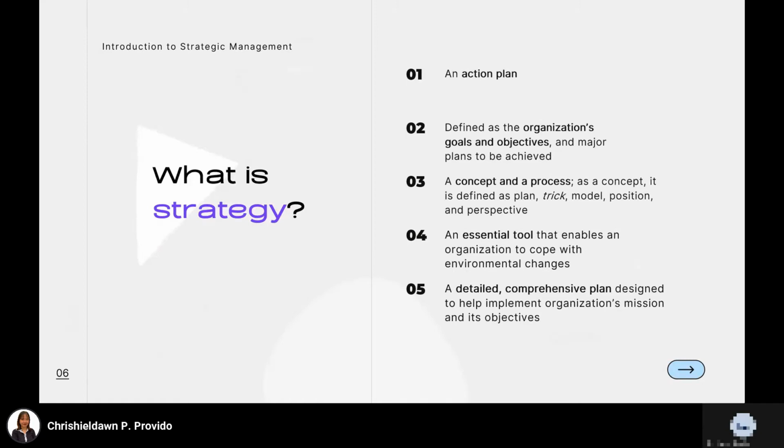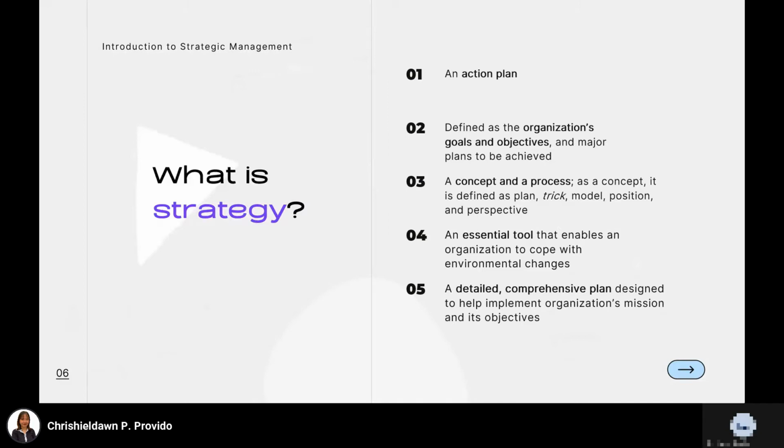Normally, the management assesses the following four key components. First, products and markets in which they are intended. Second, plan changes in the component. Third, competitive advantage to gain strong position in the market. And fourth, operational synergies. It is a detailed, comprehensive plan designed to help implement the organization's mission and objectives.